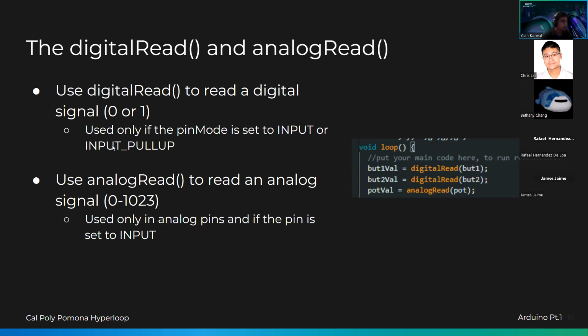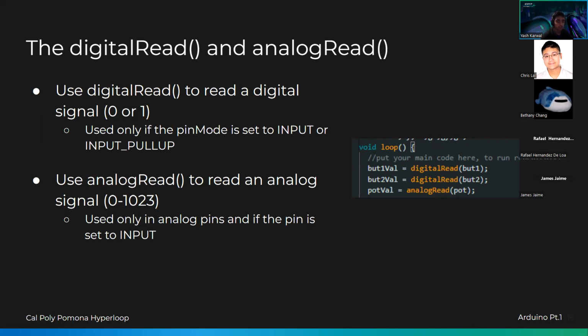To answer your question about input pull-up, input normally has a default value of 0. So if you want to read a value, you put a 5-volt signal, or a 1 in the digital space, into the Arduino, and then it'll read it as a 1. Input pull-up puts the default state as a 1, or high, or 5 volts. So then you basically ground that pin, or set it to 0, to put it down to 0.